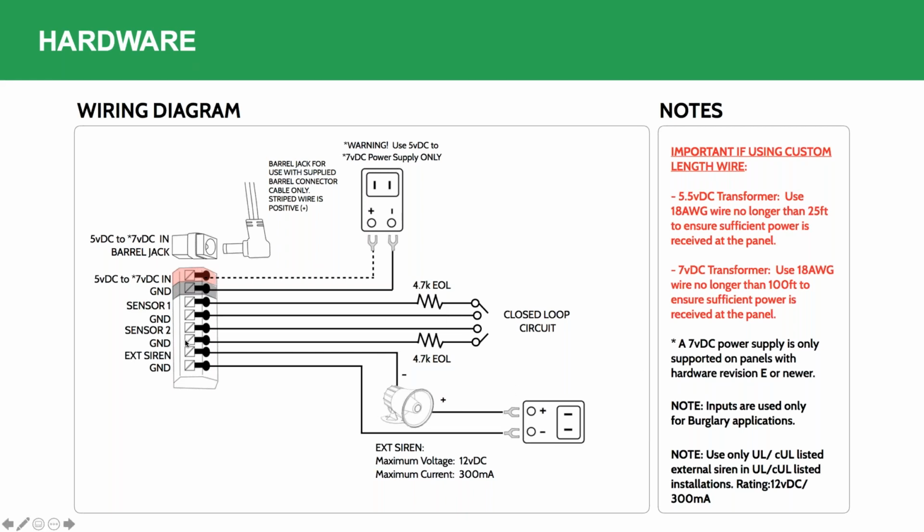And then lastly, you can even wire in a siren here. So you'll notice our panel is a very low voltage panel, very energy efficient. But you could wire in up to a 12 volt DC siren. Man, I said panel, a siren. I don't know what's going on here. But you can do a maximum current of 300 milliamps.